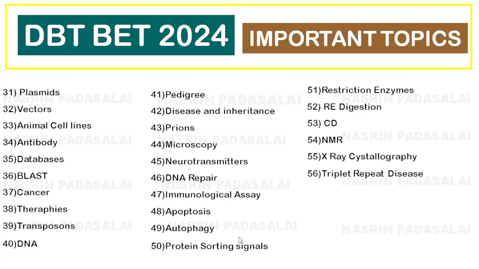Next is triplet repeat diseases like Fragile X syndrome, Huntington disease, like that. You need to know which triplet is repeated more in this particular Huntington disease, and whether that particular repeat is there in the coding sequence or whether it is in the non-coding sequence. So that thing you need to know.